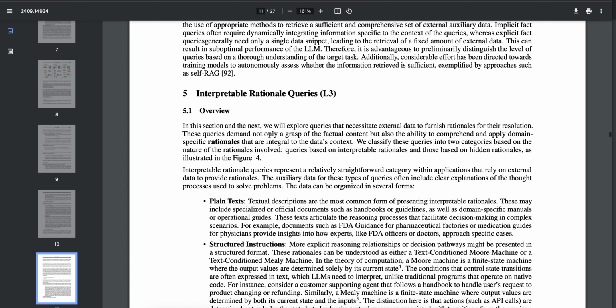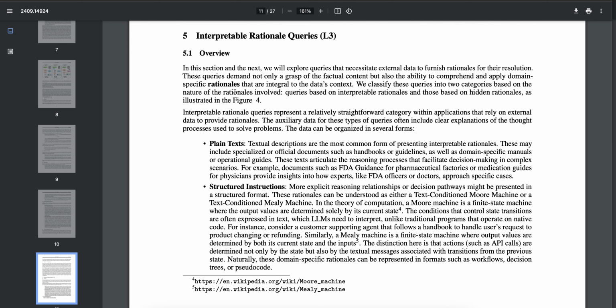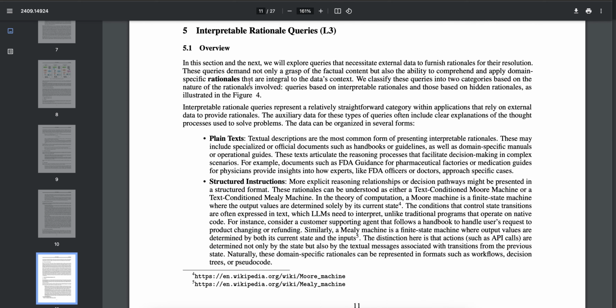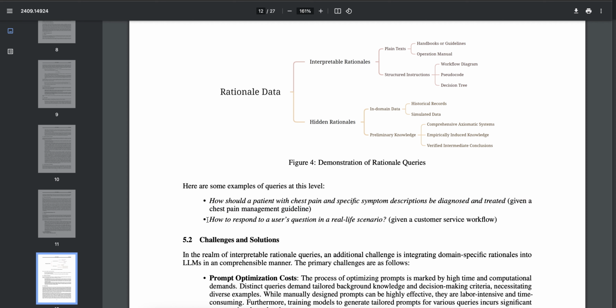Now the second last is interpretable rationale queries. This is where the problem starts, right? These queries demand not only a grasp of factual content but also the ability to comprehend and apply domain specific rationales that are integral to the data's context. I'll show you. You have questions like this: how should a patient with chest pain and specific symptom descriptions be diagnosed and treated given a chest pain management guideline? Similarly, how to respond to a user's question in a real life scenario given a customer service workflow?